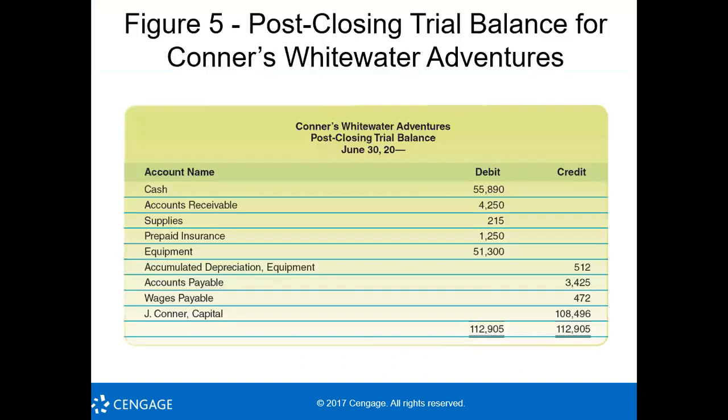So we see an example of this post-closing trial balance here. Looking at this trial balance, you see asset accounts, you see liability accounts, you see the owner capital account, the equity account. These are our balance sheet accounts, right? You do not see revenues, expenses, or drawings, because we closed out those temporary accounts. So all that's left are these permanent accounts, namely assets, liabilities, and equity.